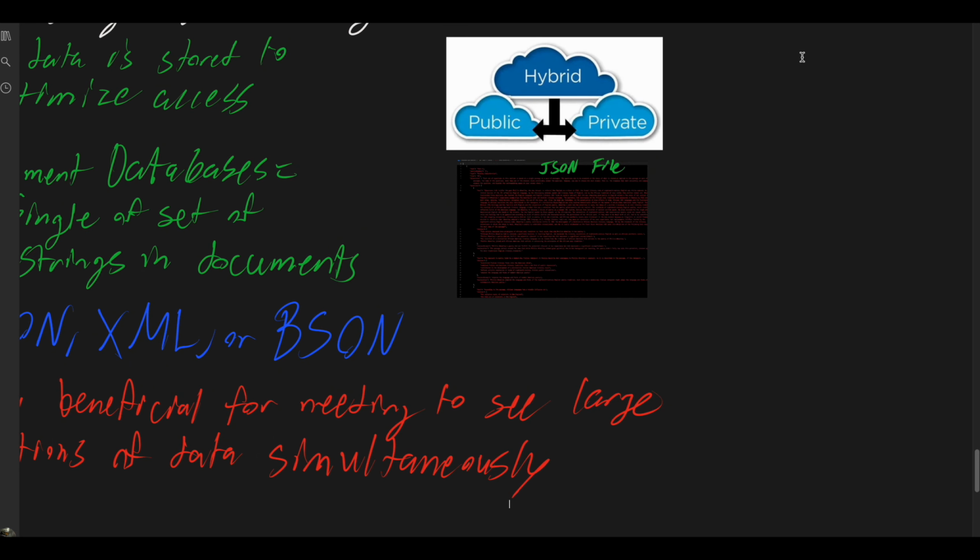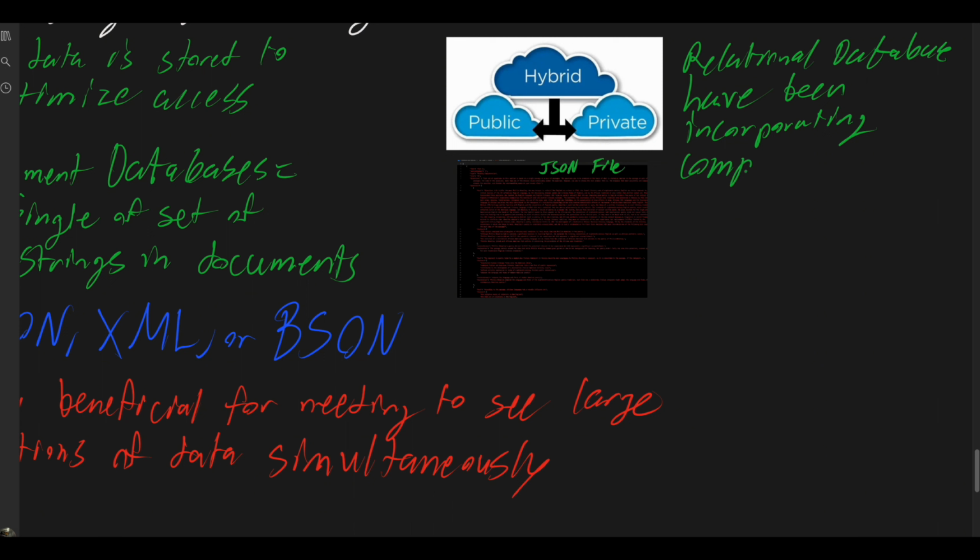Meanwhile, relational databases have been incorporating components of document-based models, such as handling features of XML and JSON.